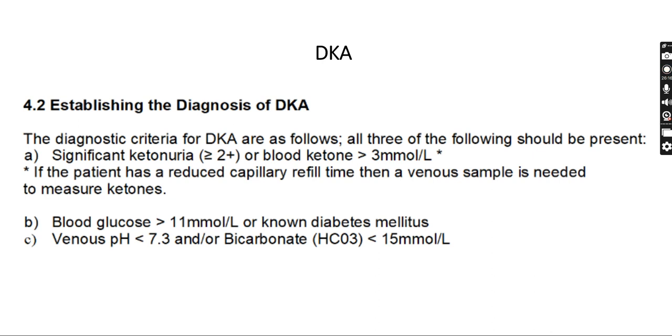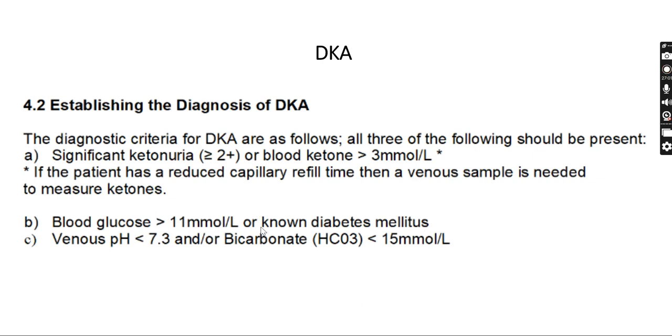So I'm not going to talk in detail about DKA or HHS or whatever, but just a light touch. So to be labeled as DKA, we need to have all three criteria present. Nowadays, we rarely use urine ketonuria: blood ketone above 3 millimole, blood glucose above 11, and venous pH of less than 7.3 or bicarbonate less than 15. We need to have all three criteria present.